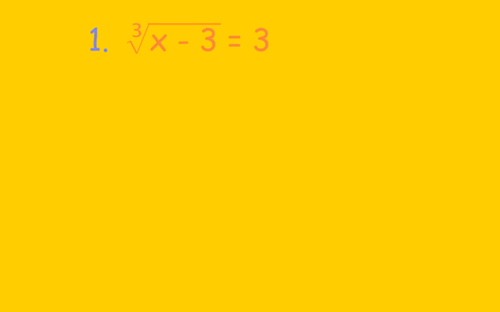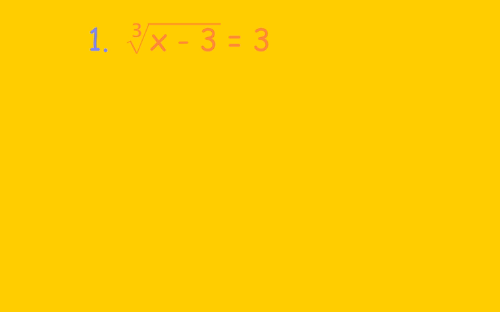In this lesson, we are going to learn how to solve radical equations. You'll notice this problem says the cubed root of x minus 3 equals 3. The first thing we want to do is get the cubed root by itself on one side. This one's set up that way, so we're good to go.